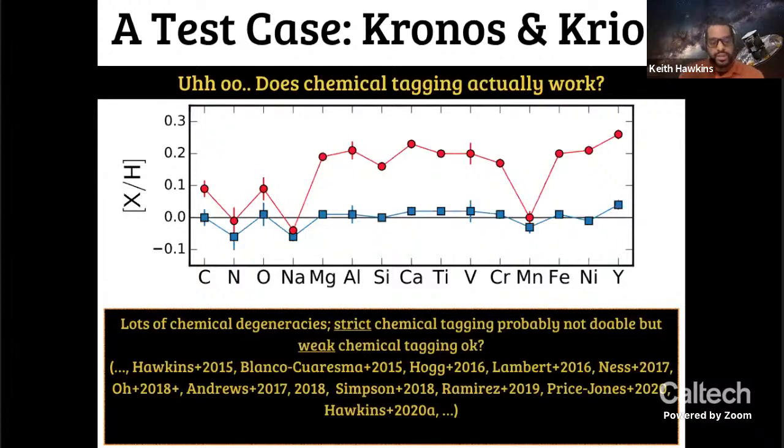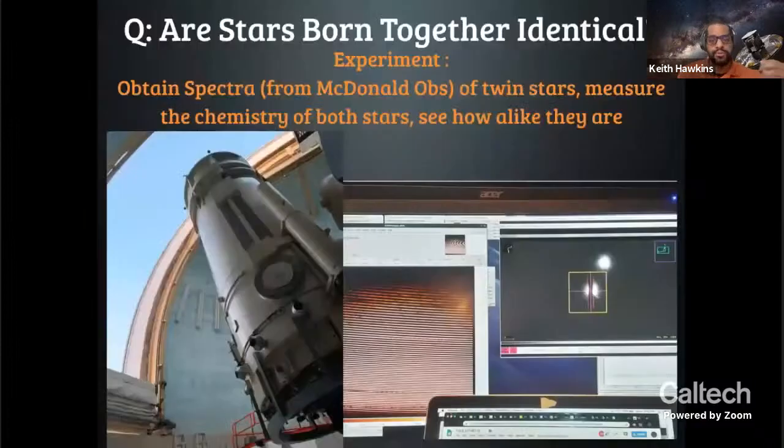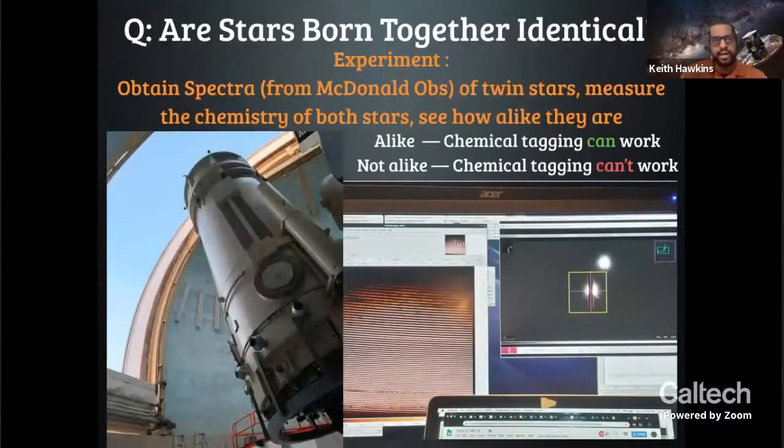When I arrived at UT, one of the things we thought we could do with funding from the Research Corporation was see if this was more common. So we observed something like 25 wide binary pairs identified in Gaia DR2. We obtained high resolution optical spectra from McDonald Observatory, which UT is an owner of. And we measured the chemistry of the two stars in each wide binary pair. If the chemistry is alike, we're good to go. If they're not alike, then maybe we're confirming the Kronos and Krios result.